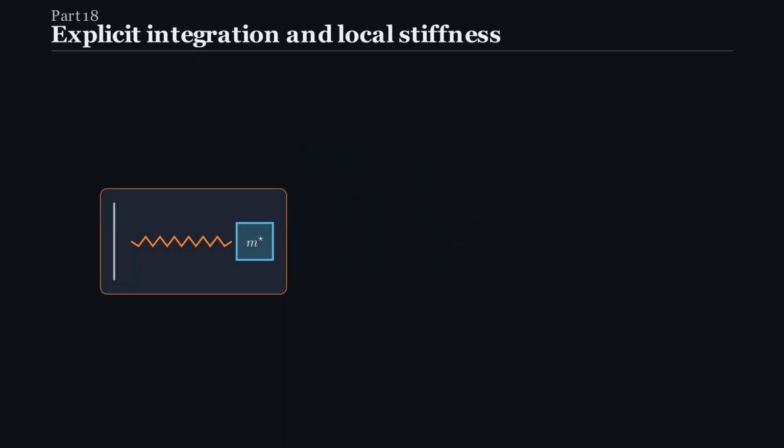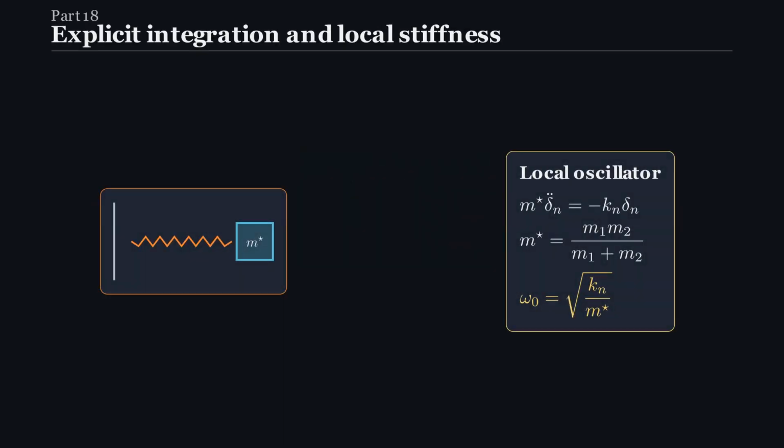The explicit method is efficient because it avoids a global matrix solve. But it is only conditionally stable. The stiffest local normal contact can be approximated as a reduced mass connected to a linear spring. Its natural frequency controls the stable timestep scale.